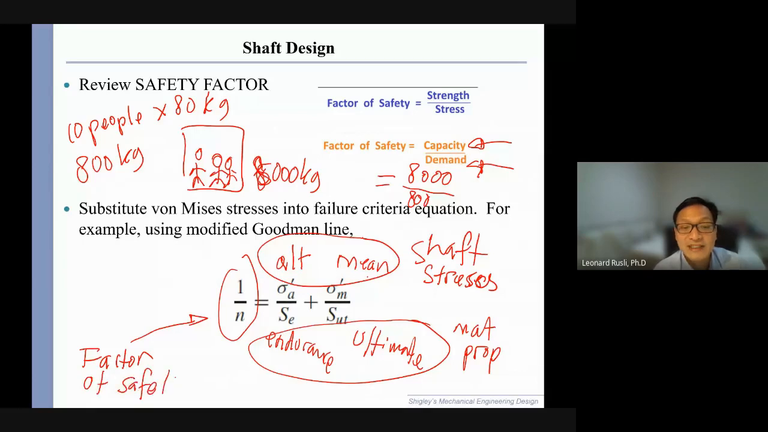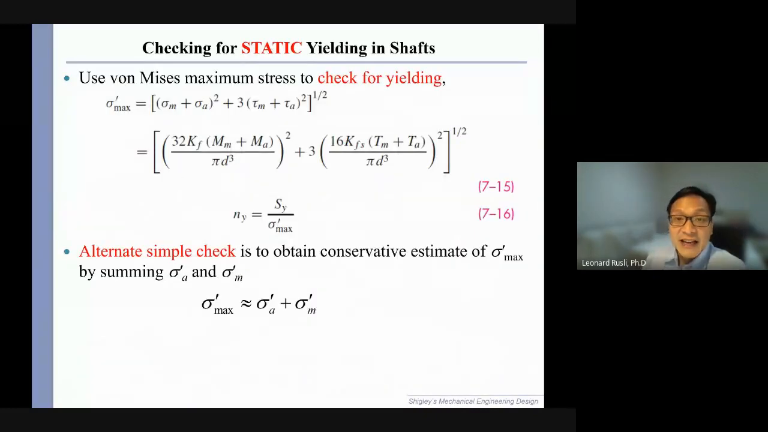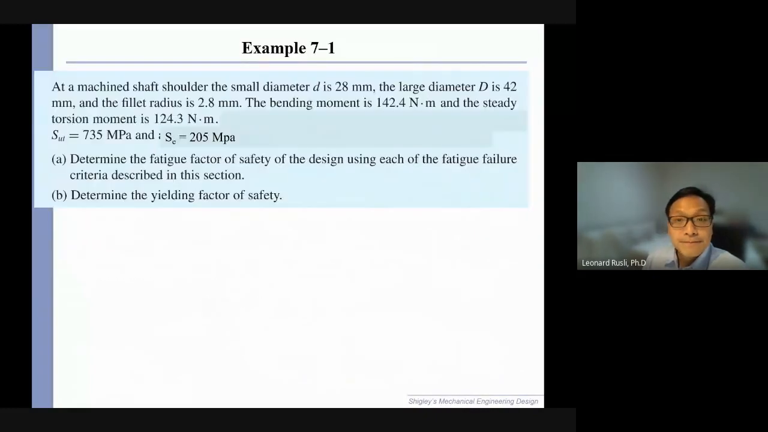But the concept of factor of safety is clear, right? It's quite simple. It's what you are capable of divided by what you are able to carry, what you claim to be able to carry. Okay? So we will do this on an exercise next. Example 7.1. So let's take a quick break. Be back.